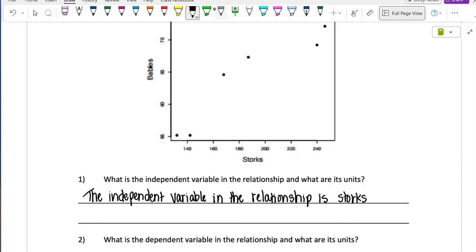And what are its units? Well, the units are the number of storks nesting in the city, the annual number of storks. The units are the annual number of storks nesting in the city.